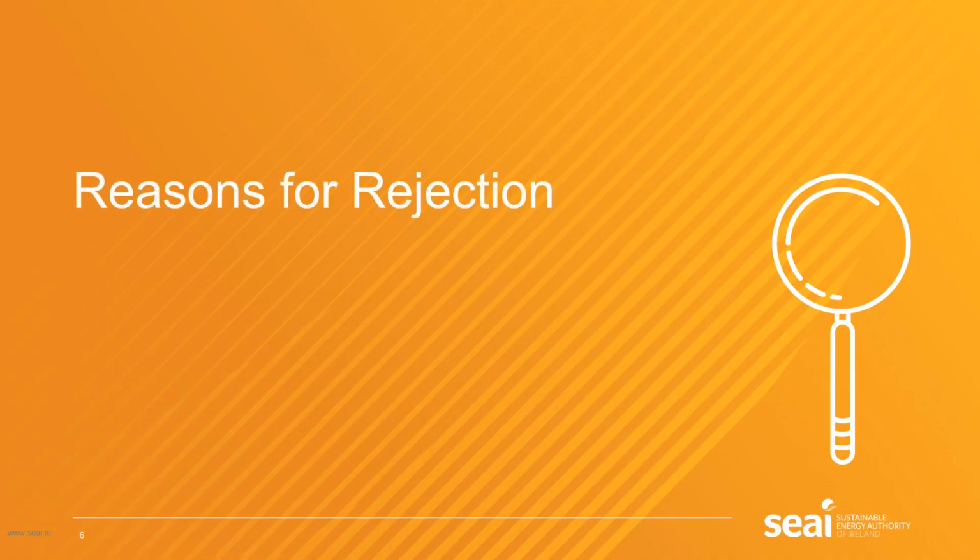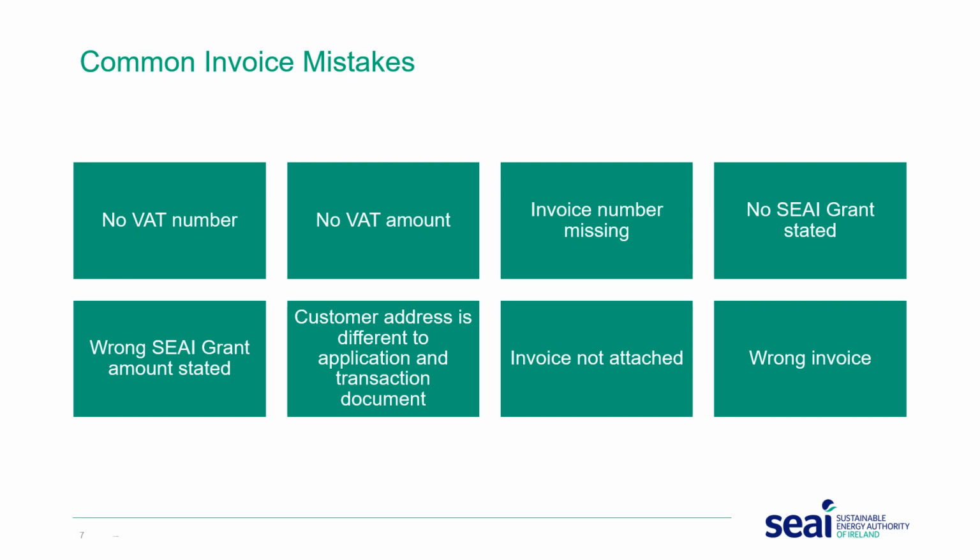I will now go through some of the reasons for rejection of the transaction document or the invoice at the payment stage. These are some of the common mistakes that we see on invoices. The dealer hasn't stated their VAT number, or there's no VAT amount stated. The invoice number is missing, the SCAI grant hasn't been stated, or the wrong SCAI grant amount has been stated.